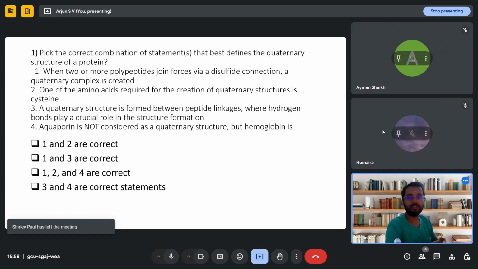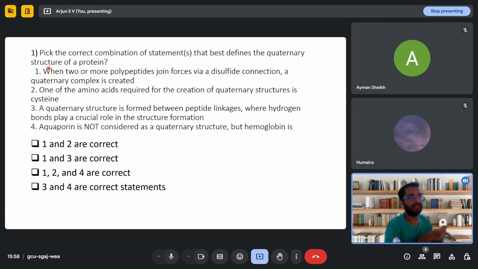Pick the correct combination of statements that best defines the quaternary structure of a protein. They have four statements. One: when two or more polypeptides join forces via disulfide connection, a quaternary complex is created. Two: one of the amino acids required for the creation of quaternary structures is cysteine. Three: the quaternary structure is formed between peptide linkages where hydrogen bonds play a crucial role in the structure formation. Four: aquaporin is not considered a quaternary structure, but hemoglobin is.